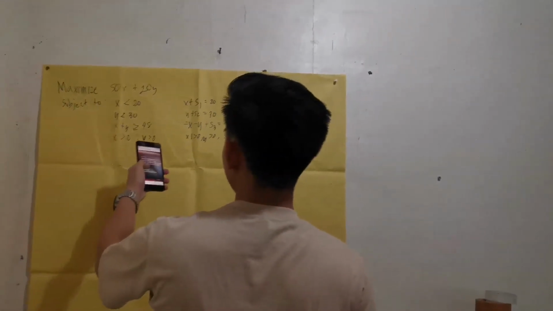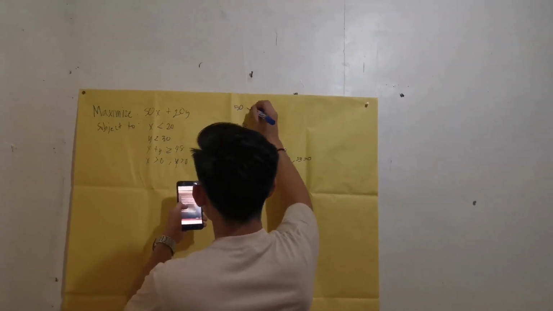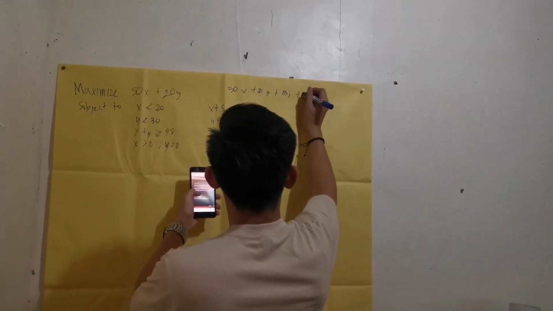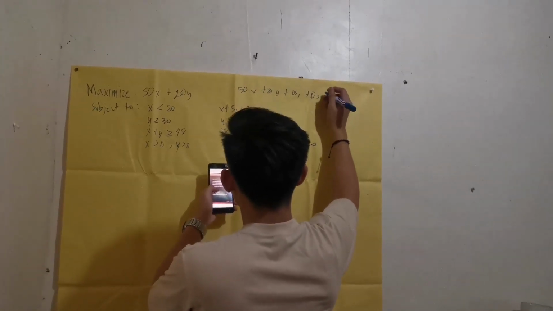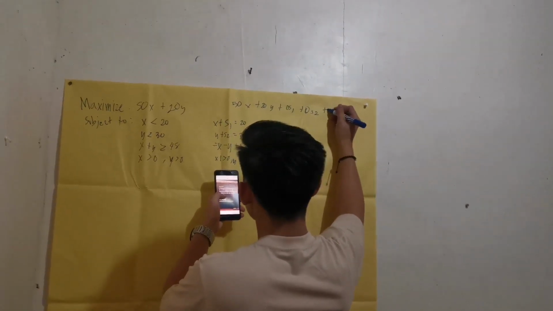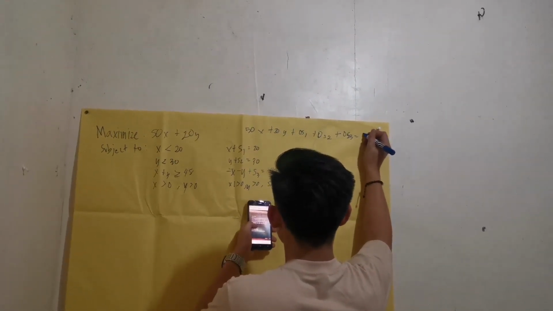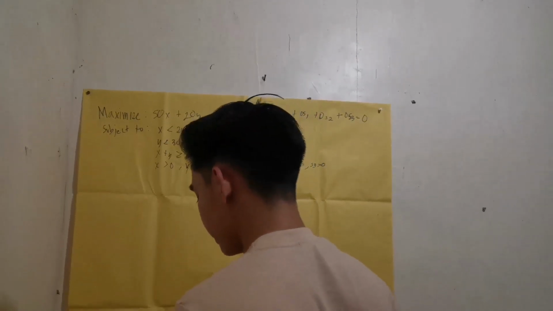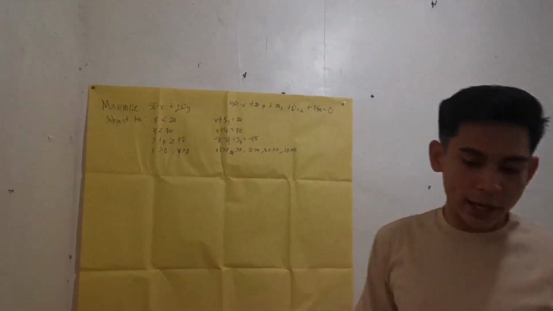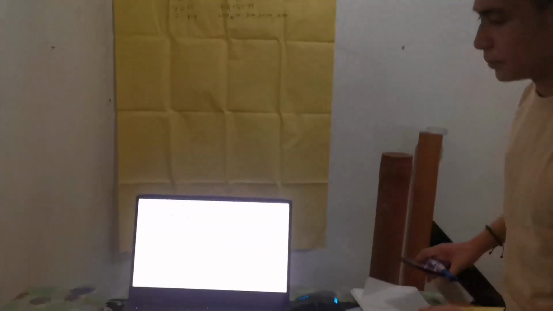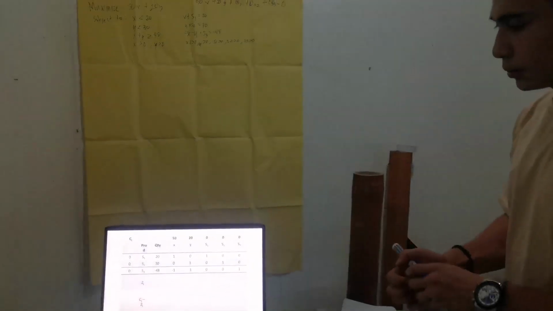So sa maximize natin is 50x plus 20y plus 0 s sub 1 plus 0 s sub 2 and plus 0 s sub 3 equals to 0. Yan. So nakuha natin yung mga constraints. So lagay natin siya sa ating tableau. Next slide. Yan. Ito yung mga constraints natin.